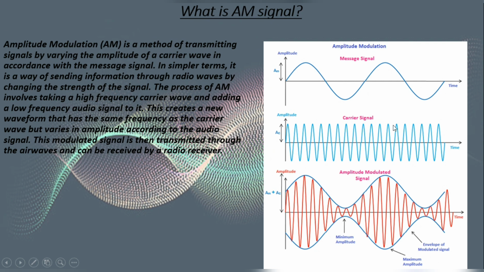So here we see the picture of AM modulation. Here is the message signal, then the carrier signal. After that, the amplitude modulated signal is developed.